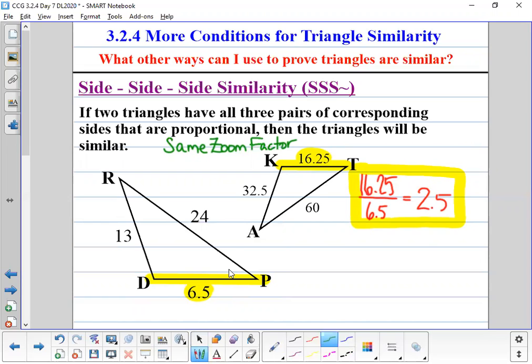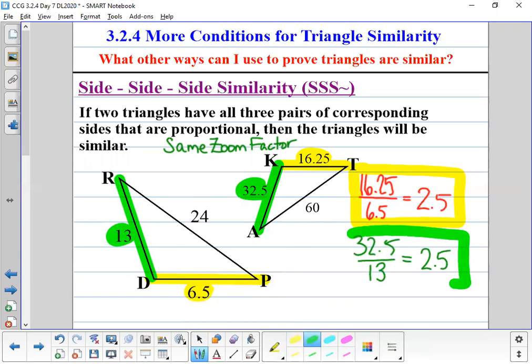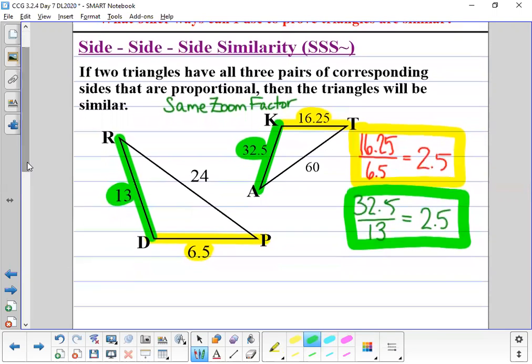All right, now let's take a look at the middle length side. The middle length is 13, RD, and the middle length in KAT is 32.5. So these are the values that I'm going to put in my next ratio, my next fraction. So I'm going to do 32.5 divided by 13. And when I do that, I get 2.5. All right, so there is my green highlighted side ratio. Notice they have the same zoom factor.